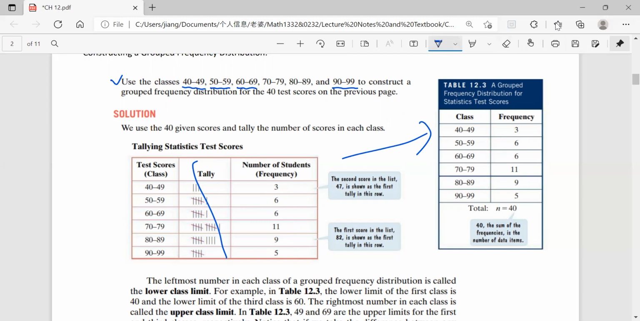So what is the total? I add the frequencies together and it equals 40, because 3 plus 6 plus 6 plus 11 plus 9 plus 5 is 40. 40 is the sum of frequencies. It's the number of data items. In this question, the number of data items is 40 students. That means there are 40 students here.